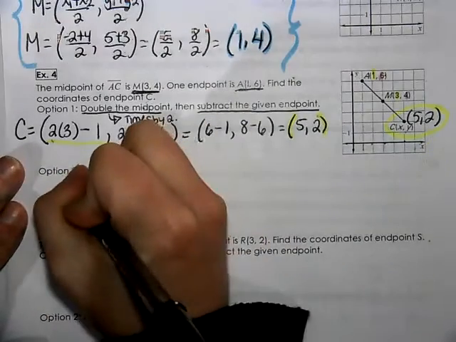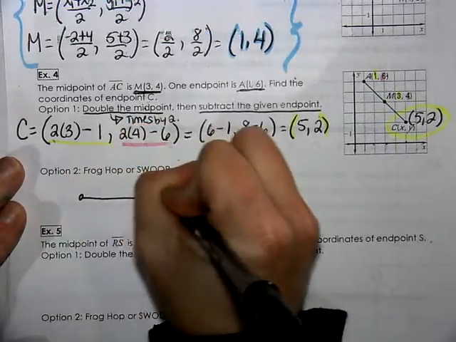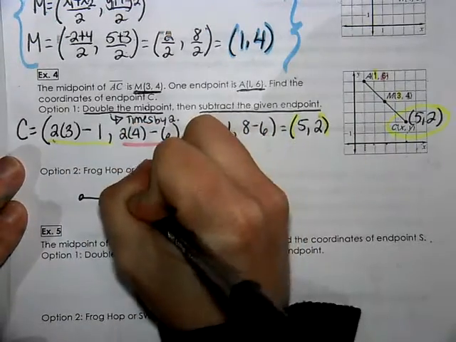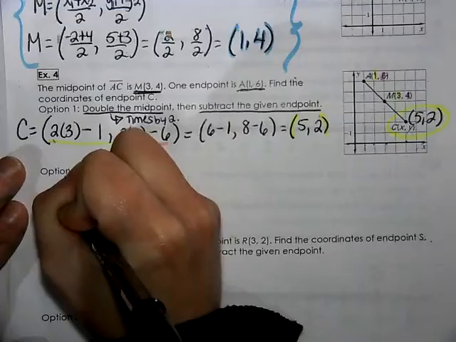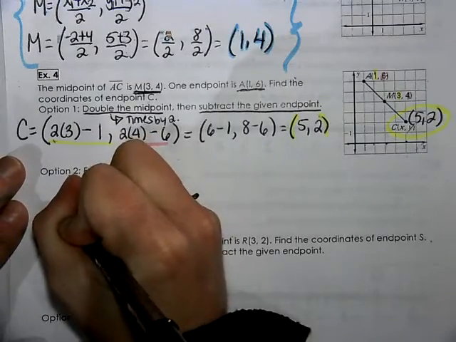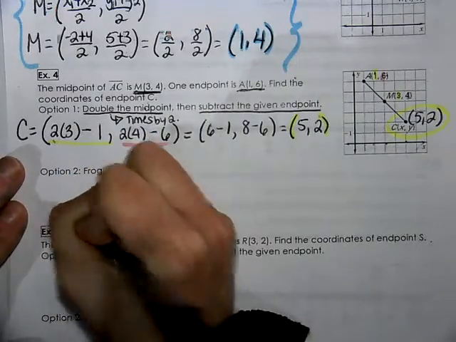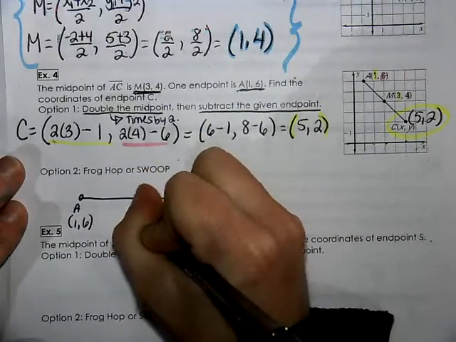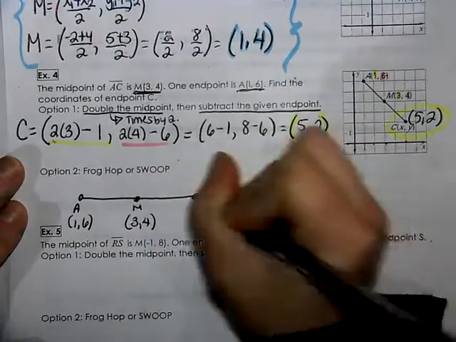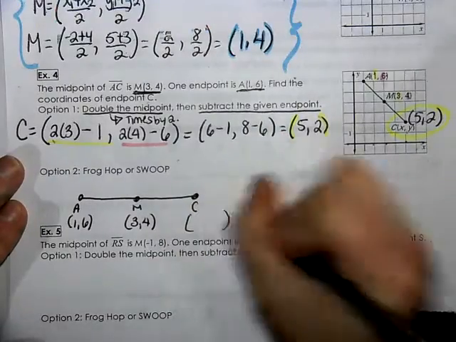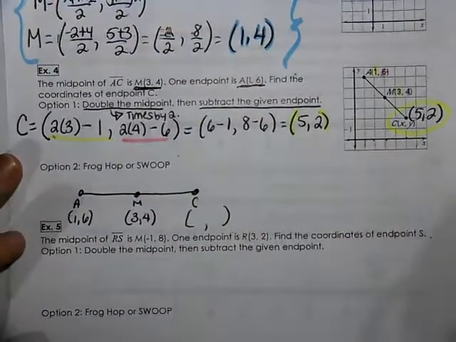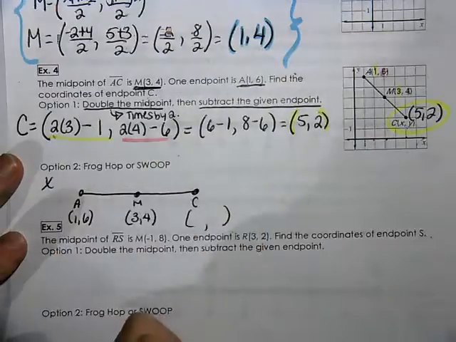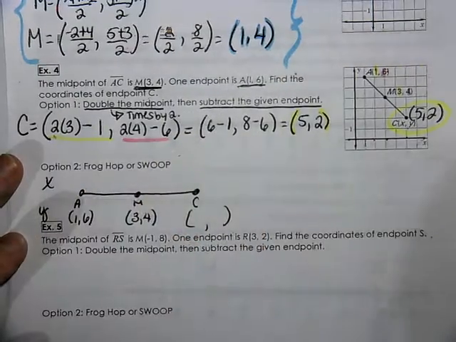And what you would do for this problem is you would draw a segment. And we would call this point A, and that is located at 1, 6. Point M, which is located at 3, 4. And point C, which I do not know yet, but I will find out. The top will be for X's, the bottom will be for Y's.